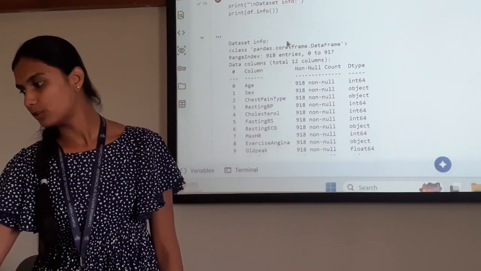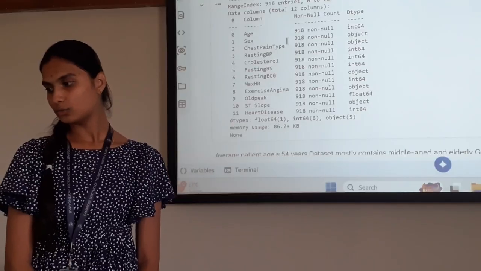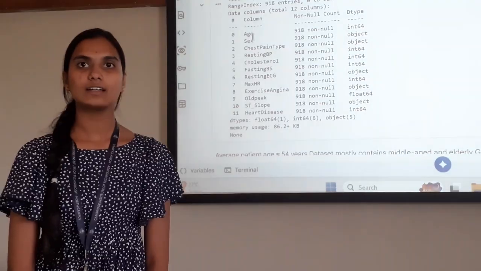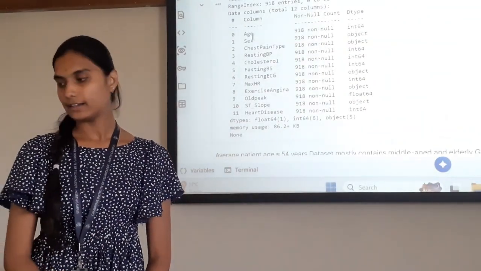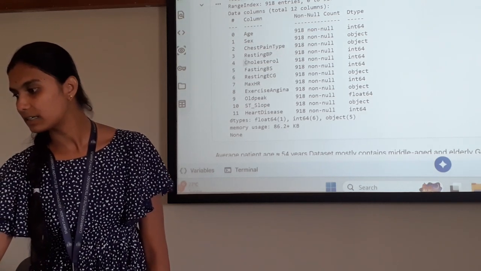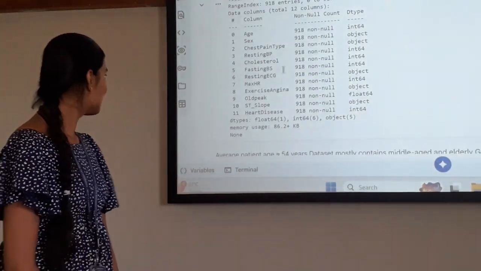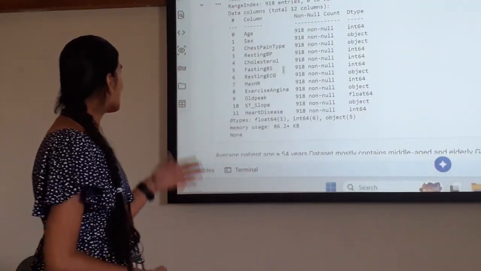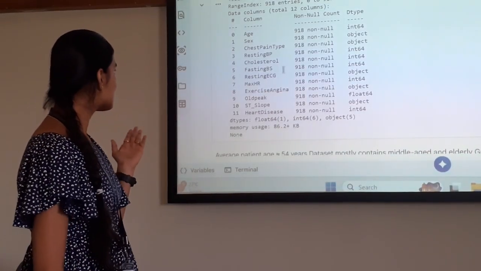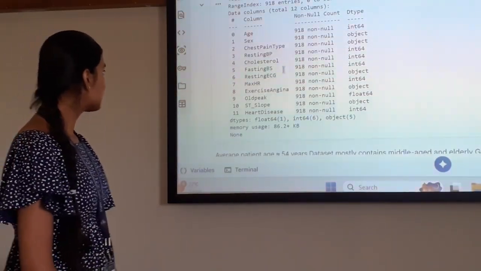df.info is used to know the information about the data. Here there are 12 columns, with categorical and numerical data: age, sex, chest pain type, resting BP, cholesterol, and so on. Age is of type int, like resting BP, cholesterol, fasting BS, resting ECG, and so on. Here the dependent variable is heart disease.